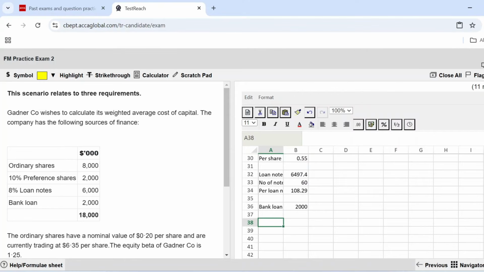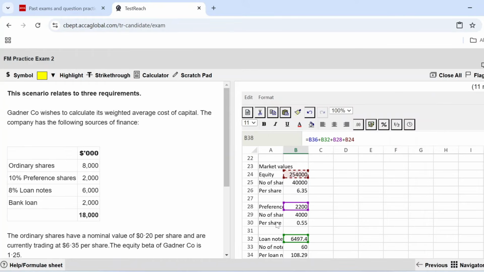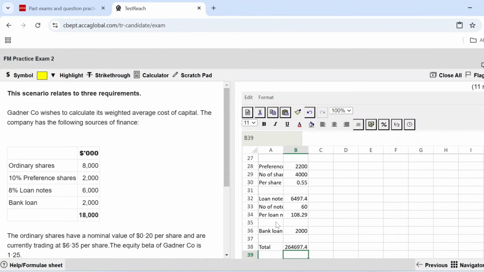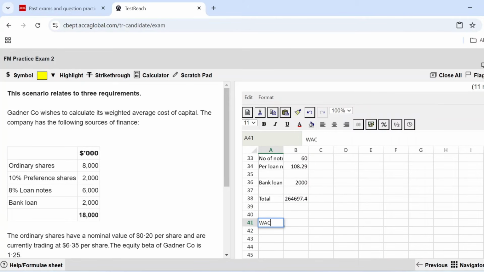Now if you want to find out the total of all of the sources of your finance, first you will add the bank loan, then you can add the loan notes, then you will head to the preference shares, and then you will finally add the equity. This will give you the total of the market value of your different sources of finance. Now you can simply calculate the WACC.